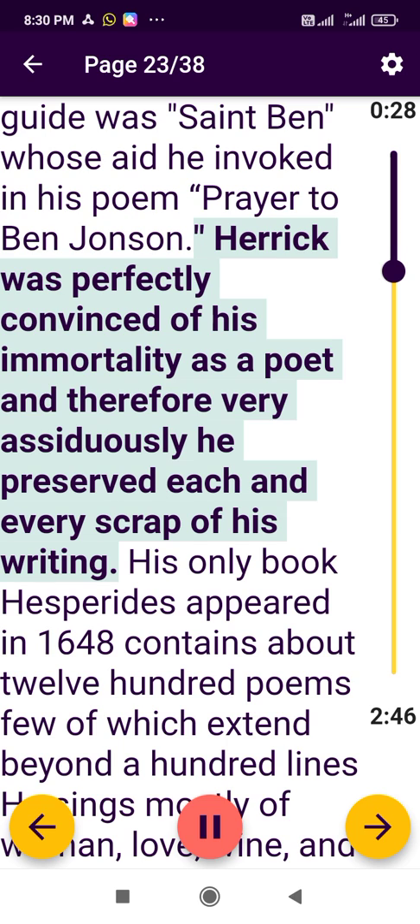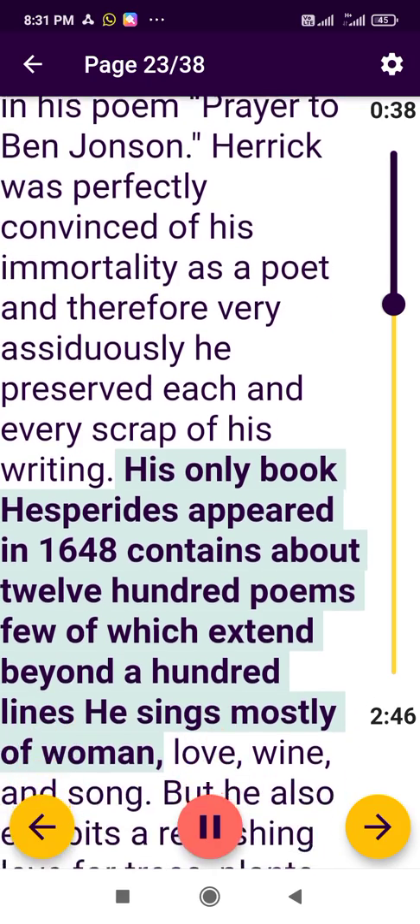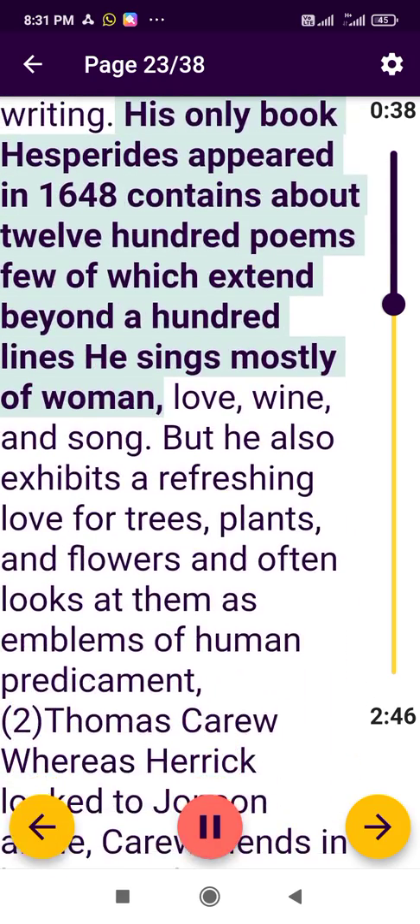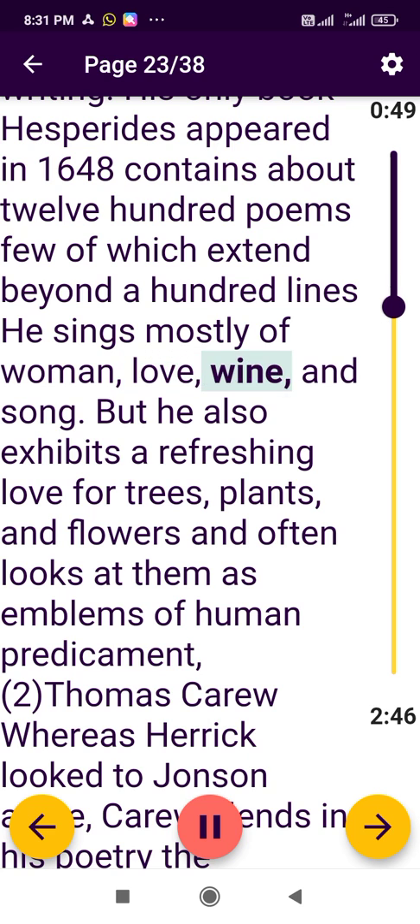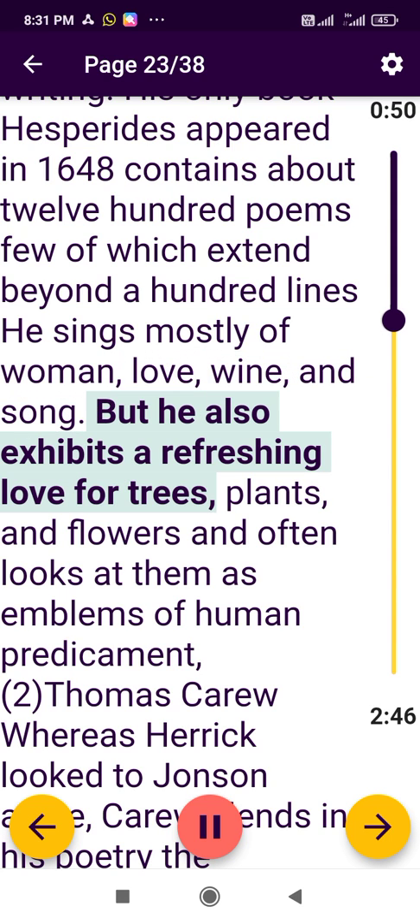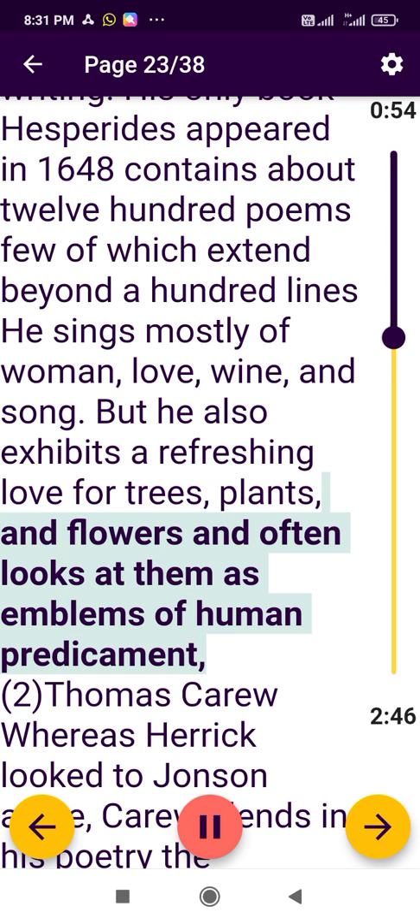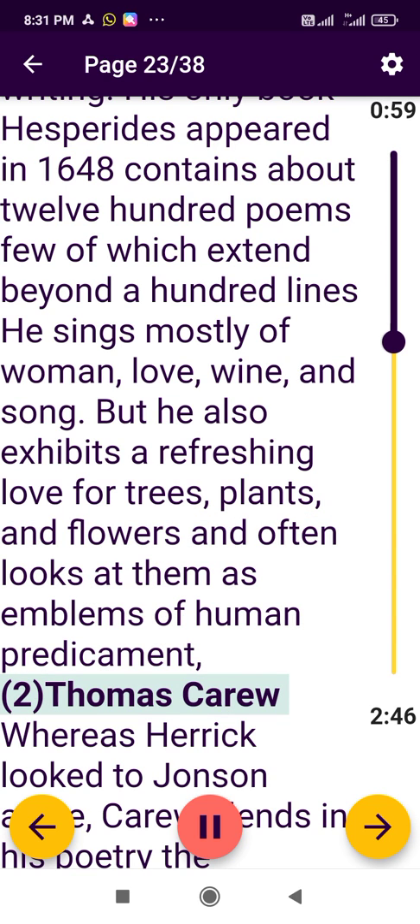Herrick was perfectly convinced of his immortality as a poet, and therefore very assiduously he preserved each and every scrap of his writing. His only book, Hesperides, appeared in 1648, and contains about 1200 poems, few of which extend beyond 100 lines. He sings mostly of woman, love, wine, and song. But he also exhibits a refreshing love for trees, plants, and flowers, and often looks at them as emblems of human predicament.